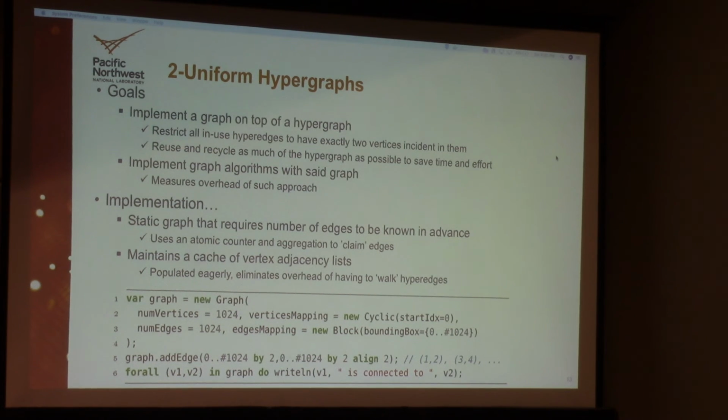Okay, so there's a distribution of the vertices and the edges. And it's not using any kind of a graph partitioner. It's just doing some kind of cyclic or block distribution. It's just using Chapel's built-in functionality.